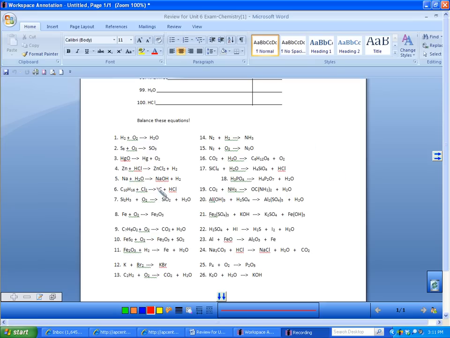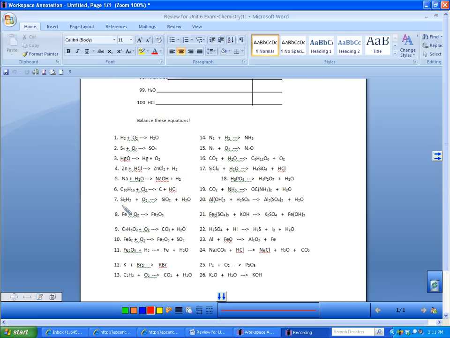10 carbons, 10 carbons. Chlorine 2, 2. That gives me 2 hydrogens, but I have 16 it looks like over there, so I'm going to come and erase that one. I think I'm going to need a 16 there. And then this makes this be an 8. 8 times 2 is 16. 16 times 1 chlorine is 16 chlorine, so that one's balanced.